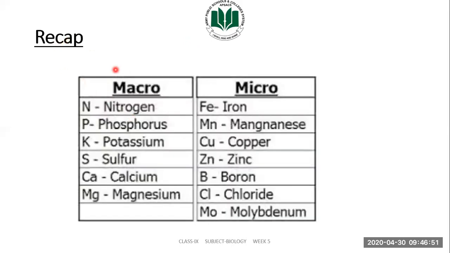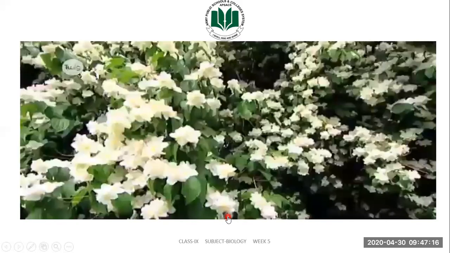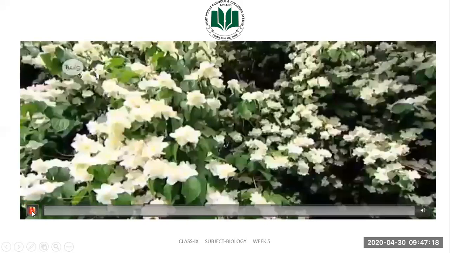So we have studied in today's lesson that macronutrients are required in large amounts by the plant for its growth and energy. Micronutrients are required in small amounts by the plant so that they can grow and get energy. Macronutrients are nitrogen, phosphorus, potassium, sulfur, calcium, and magnesium, while micronutrients are iron, manganese, copper, zinc, boron, chlorine, and molybdenum. So let's have a look at this video.